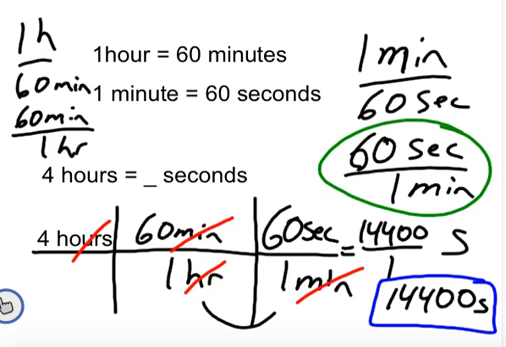And that's dimensional analysis. The keys here are knowing where you start, where you finish, and then the conversion factors, making sure that my top and my bottom cancel out.